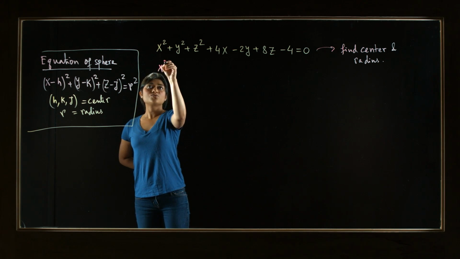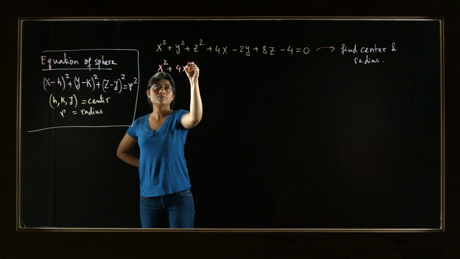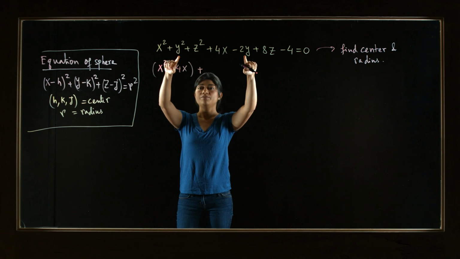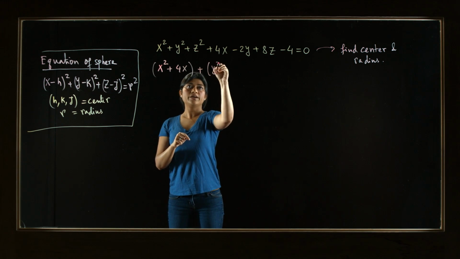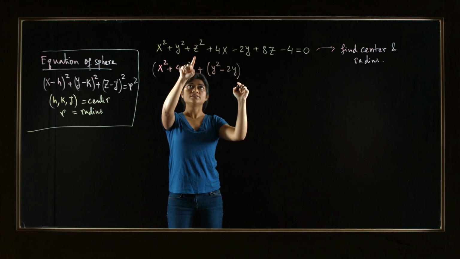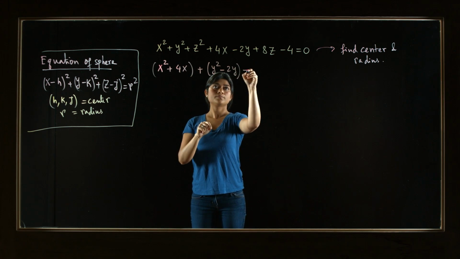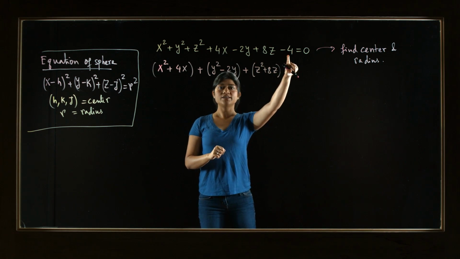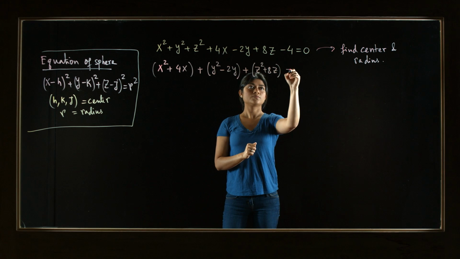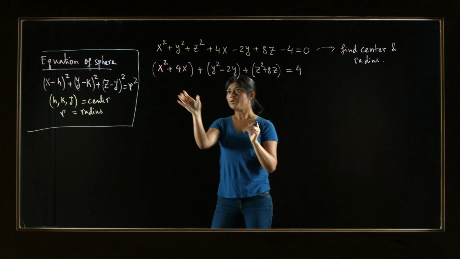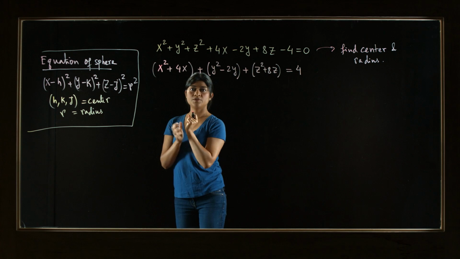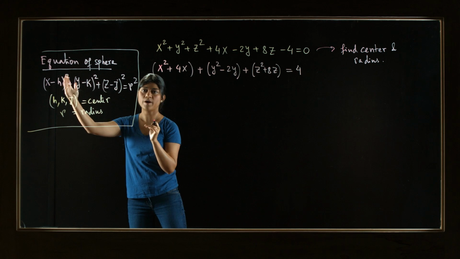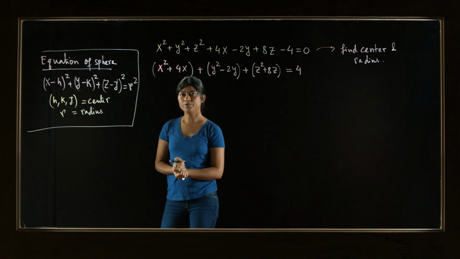So we combine x squared and 4x. So keep them together. Then we see we have a y squared and we have a negative 2y. So put them together. And then z squared and 8z. And let's take this constant negative 4 to the right side of the equation as positive 4. Now in each of these variables, we'll have to complete the square. Write it this way, x minus a constant whole square. How do we do that?